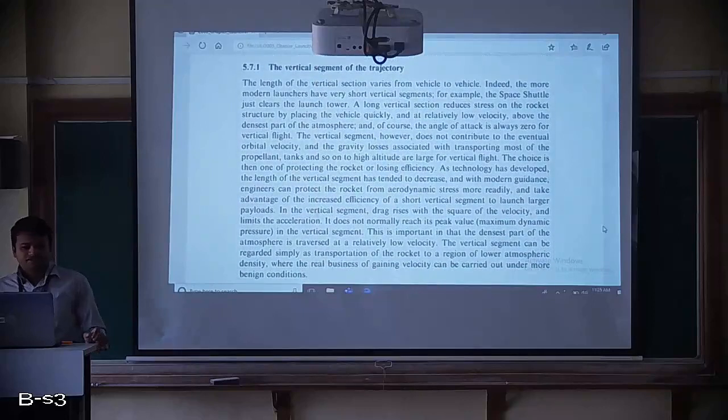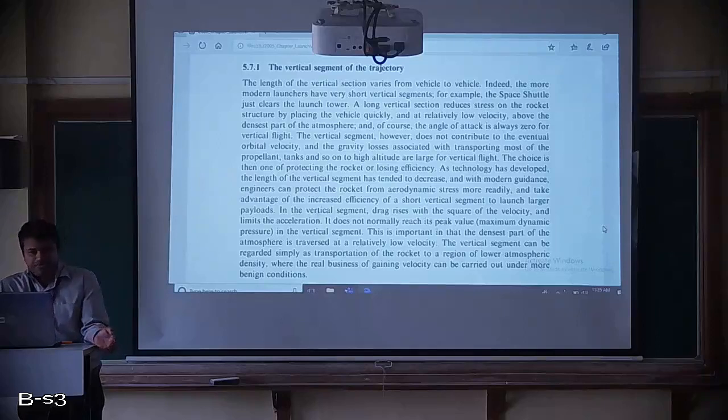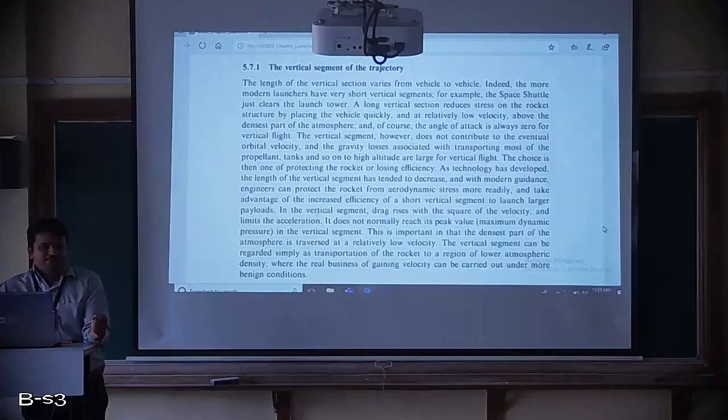So the first one is the vertical segment of the trajectory. Here the length of the vertical section varies from vehicle to vehicle. Let us say a small rocket is taking off, initially it is going up vertically. Basically it takes off vertically, moving from the Earth to a certain distance, and this varies from vehicle to vehicle. It is not the same. The modern launchers have a short vertical segment, so the vertical movement distance is very small for modern launchers.